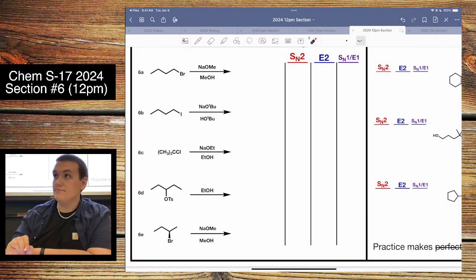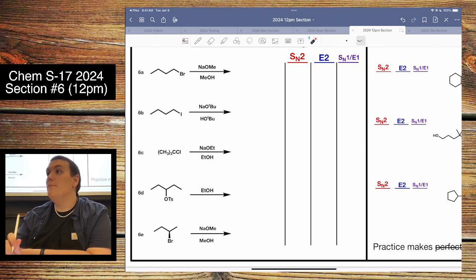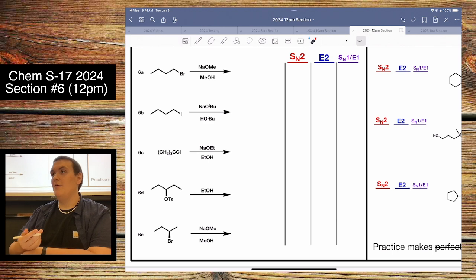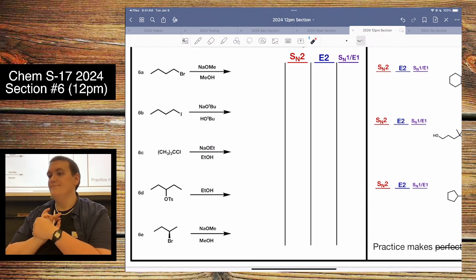Can some of those have two? Not if we're asking on an exam. Most of them are going to have multiple products, but we ask for that specific one: what is the major product? What is the one that's going to have the greatest concentration in your products?